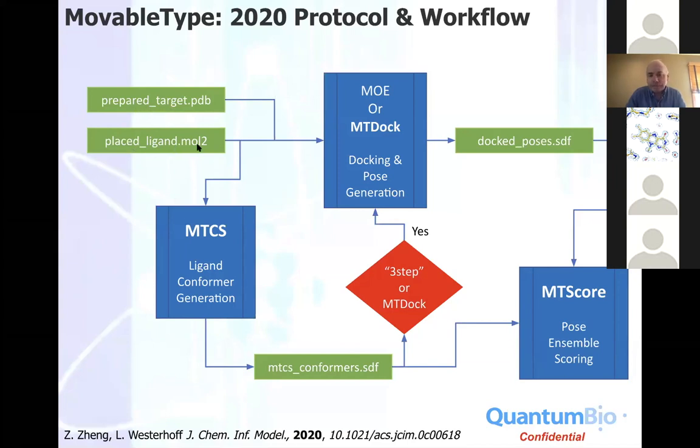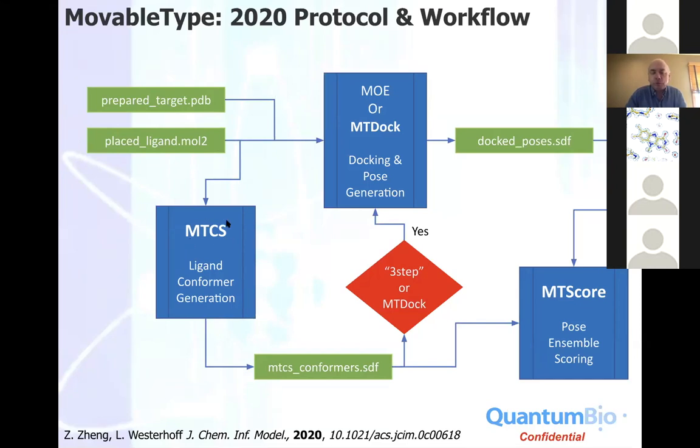We can do this for the prepared target. We have the placed ligand. Again, that might be the X-ray structure, or it might be an approximation of that placed ligand. At this stage, it's really just defining where the pocket is, so it doesn't have to be perfect. It just has to be close. That's defining where the active site is within the protein.